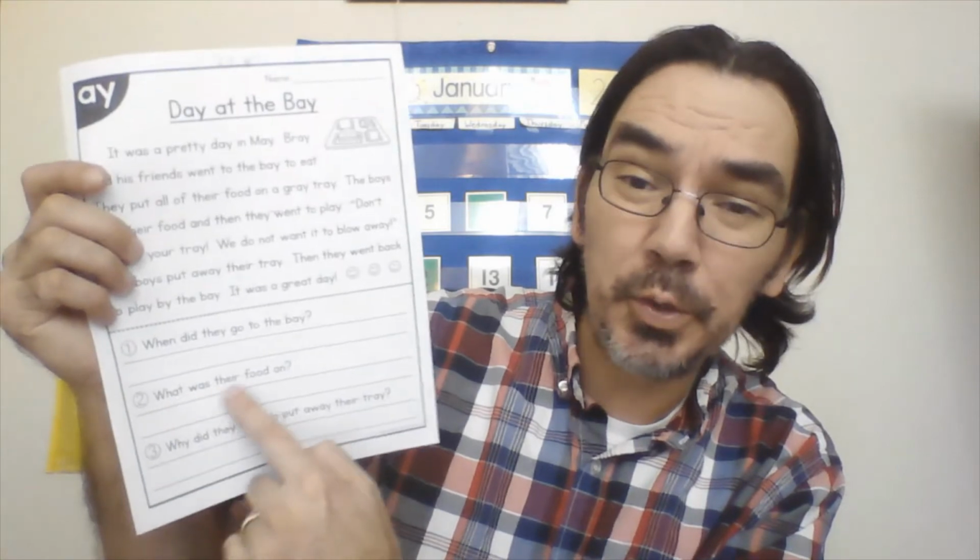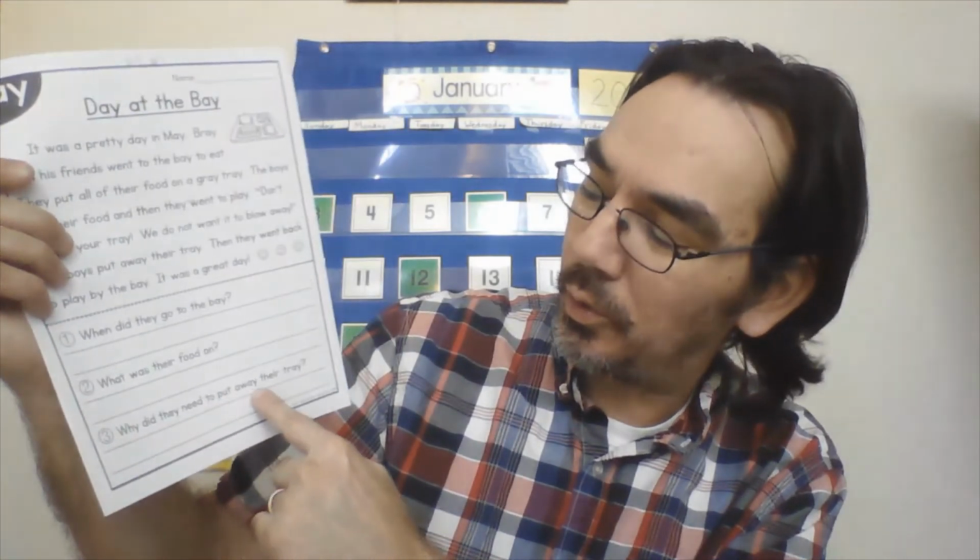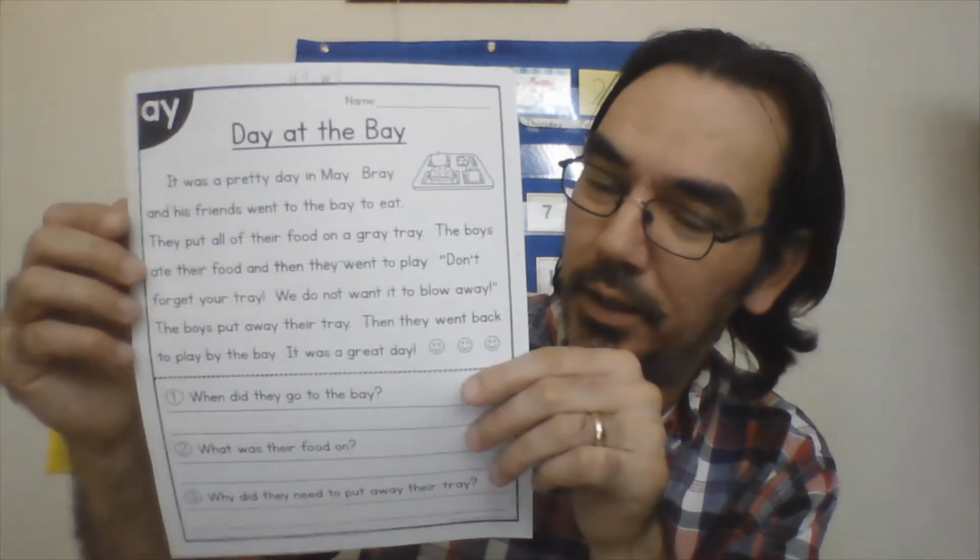Well, here's a story that you'll read through. And you have to answer a couple questions. Now, if you don't have enough space to write out your answer here, then write it on a different piece of paper. Okay? The questions are, when did they go to the bay? So you'll tell me when they went to the bay. What was their food on? And what did they need to put away their tray?